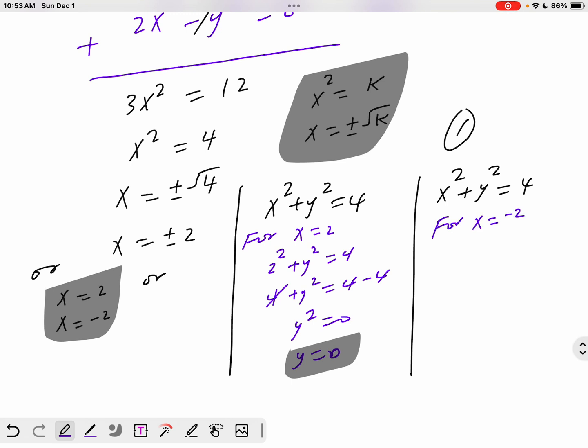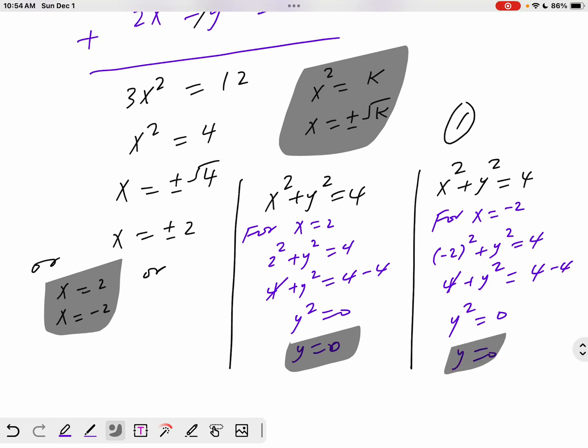For x equals negative 2, well then remember the square is always positive. Well, this is negative 2 squared plus y squared equals 4. This is 4 plus y squared equals 4. Then move it, and then y squared equals 0. Well, the y is 0 again, because we're not going to write plus minus 0.